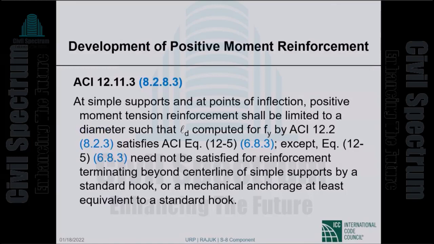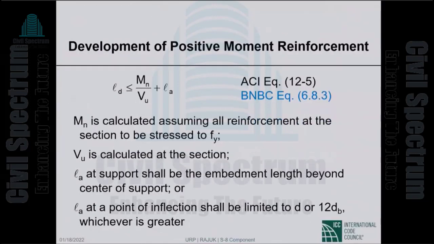We are trying to limit the bar diameter, the bar size. We do not want a small number of large bars. We want a larger number of smaller bars because that's better for bond. Okay? At simple supports and at points of inflection. Now we limit the bar size by instituting this restriction.